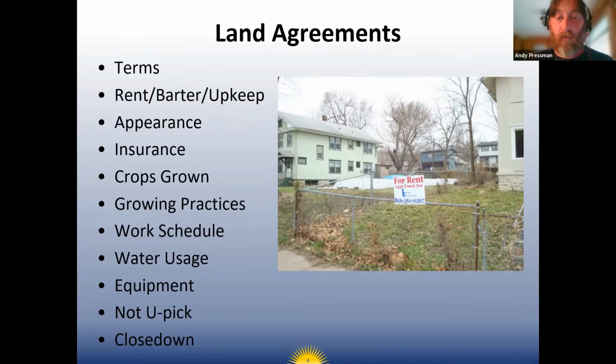And finally, close down. What happens at the end of the season? Are you coming back the following season? Should you put it into cover crop or sod? But just understanding as you leave and wind down the season, what that looks like. Next slide, Carlos.